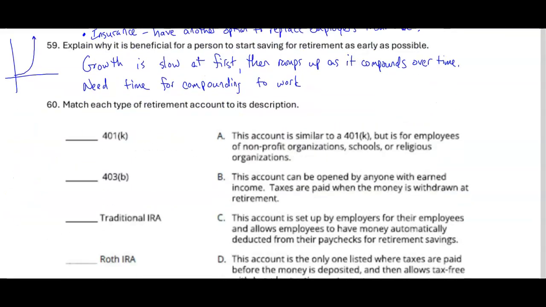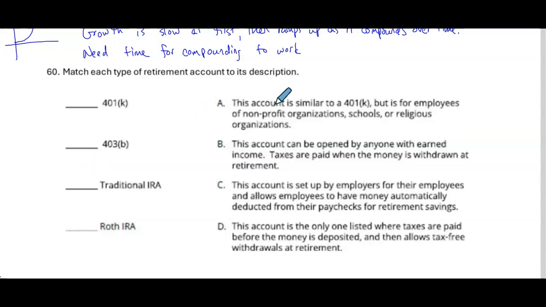All right, so we're matching up each type of retirement account to its description, and that's where we'll leave this section. So 401k, well, let's go through it this way, actually. Let's look on this side. This account is similar to a 401k. Well, then it's not the 401k. But it is for employees of nonprofit organizations, schools, or religious organizations. So that is your 403b, which acts like a 401k, but it's only for those types of jobs.